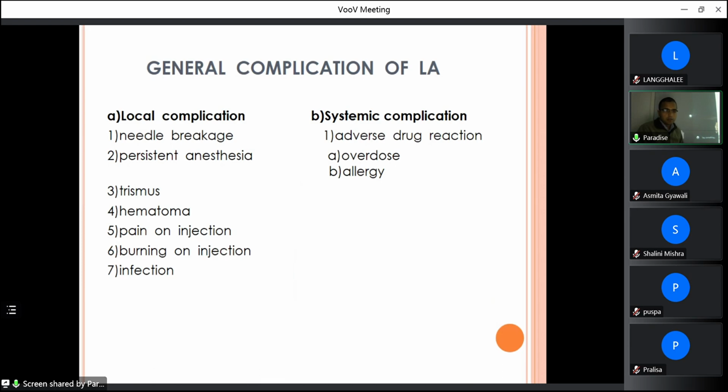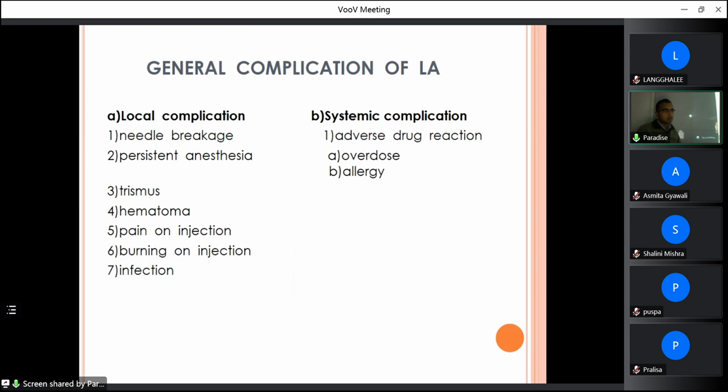General complications of local anesthesia. There are local complications and systemic complications. In case of local complications, there may be needle breakage. What will you do if your needle breaks while injecting local anesthesia? If some part of the needle is visible, then you can hold it with any instrument and withdraw it. If it is within the tissue, then you have to do surgery. You have to open the area, explore the area, and remove the needle. Before that, you have to do either a CT scan or plain X-ray. You have to locate the needle. Once you locate the needle, then you have to explore surgically.